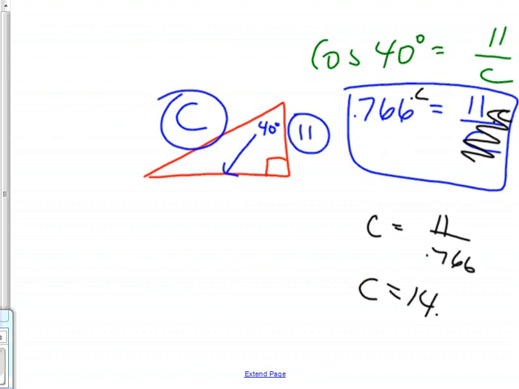14 point what? 359. And could that be rounded maybe to 360? It probably depends on what you started with. All right. Any questions about this one? That's if they give you a side and an angle. Let me try one just like that for you.